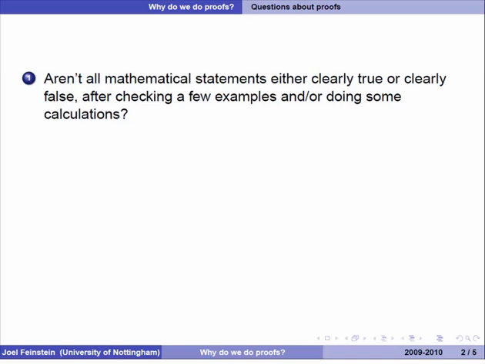Why do we have to do proofs at all? One reason, isn't everything either obviously true or obviously false? I'm going to show you some examples today which I hope will convince you that things are sometimes neither obviously true nor obviously false. So again, a lot of people wonder why you should prove anything at all. I'm hoping to give you some motivation for that today.